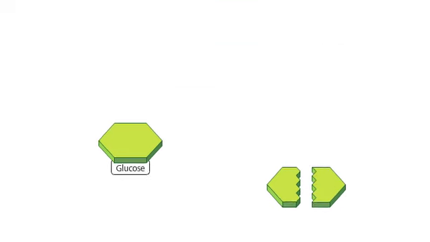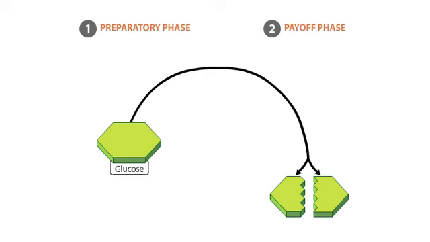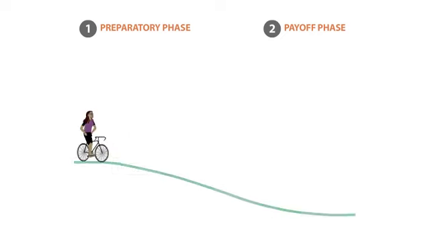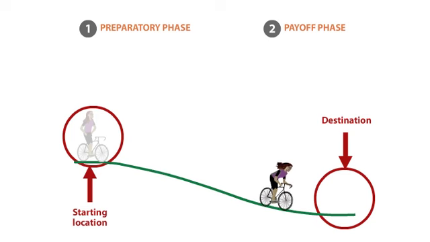Glycolysis has two distinct phases, an uphill preparatory phase and a downhill payoff phase. One way to understand the two phases of glycolysis is to compare the process to a downhill bike ride. Glucose has a lot of potential energy. A cyclist at an uphill starting spot has a lot of potential energy too. With little effort, the rider taps the potential energy and coasts to the downhill spot.